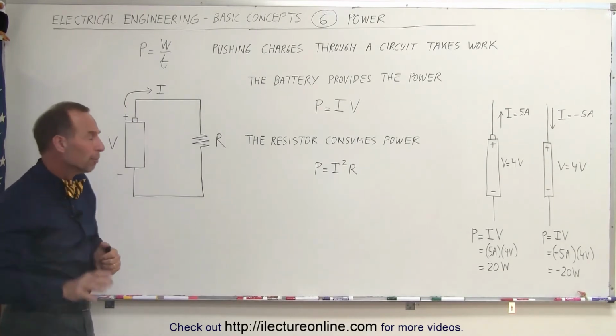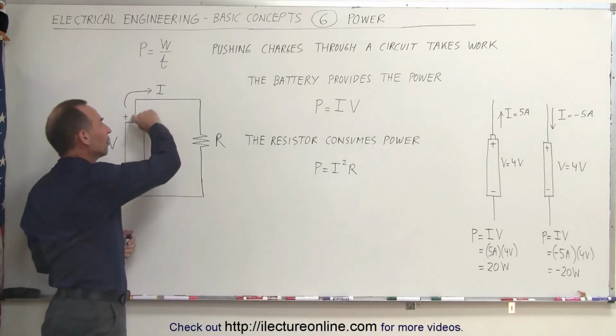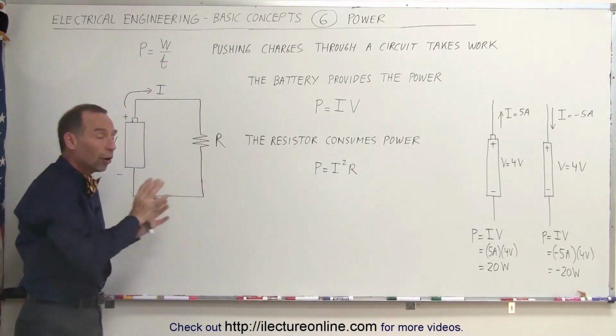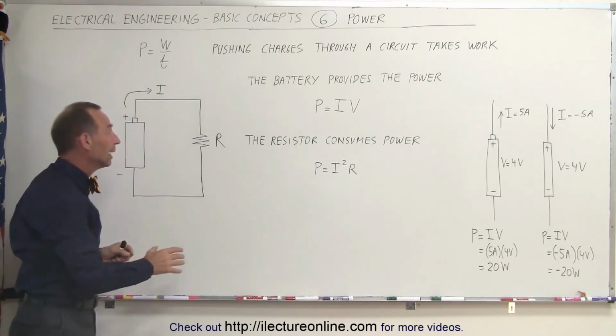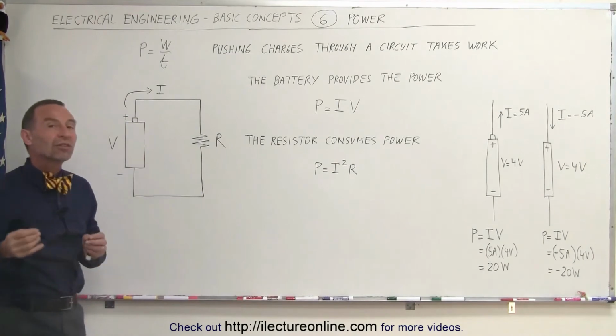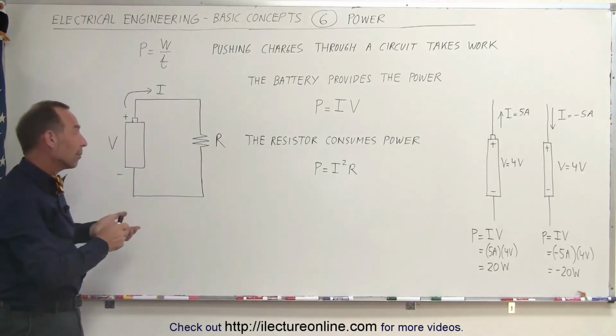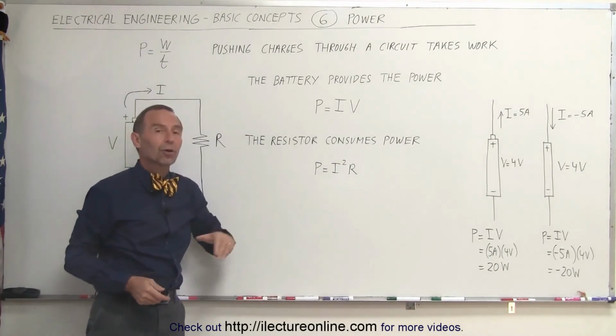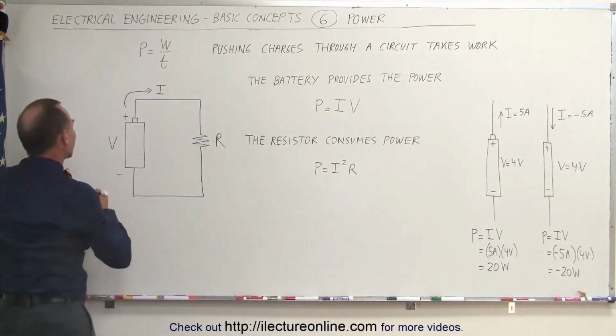Now, there are other components in the circuit that the current is driven through, and the more resistance you have in a circuit, the harder it is to push the charges through, and the resistor therefore consumes that power. The equation that we use to indicate how much power a resistor consumes is the current squared times R. So let's put some numbers in so you can see what that looks like.